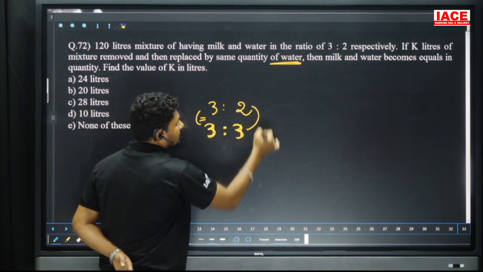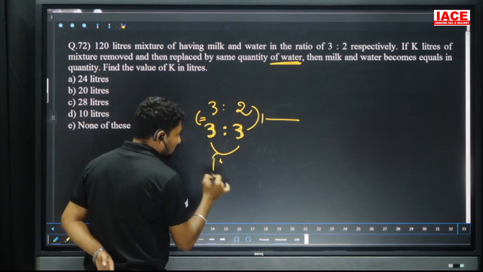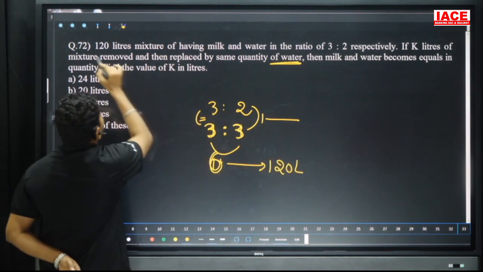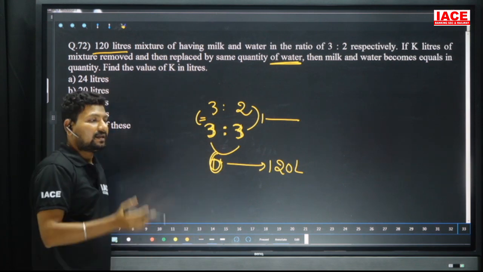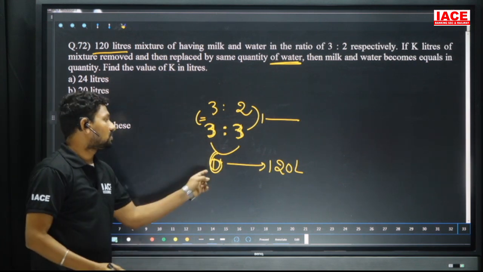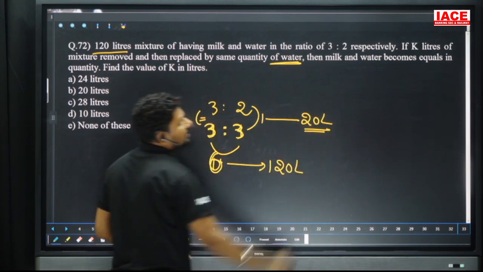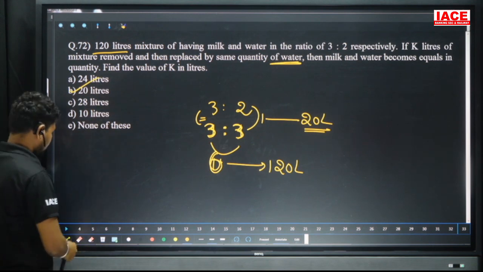And 2 became 3, which means how many parts are added? 1 part. Here 3 plus 3 is equal to 6 parts. 6 parts is equal to 120 liters. Initially how many liters? 120 liters. Whatever quantity we remove, the same quantity we are adding. ఏదైతే రిమూవ్ చేస్తున్నామో అంతే యాడ్ చేస్తున్నాం. సో 6 parts is equal to 120 liters అయితే 1 part కి ఎన్ని liters అవుతుంది? 20 liters. That means the extra k is equal to how many liters we added? 20 liters. Option is B.